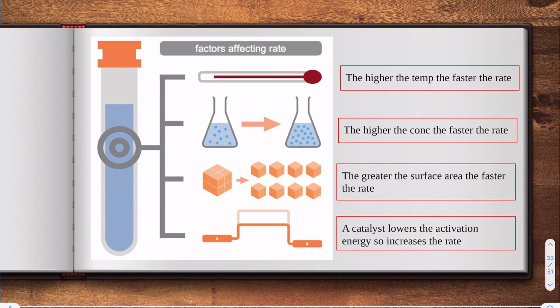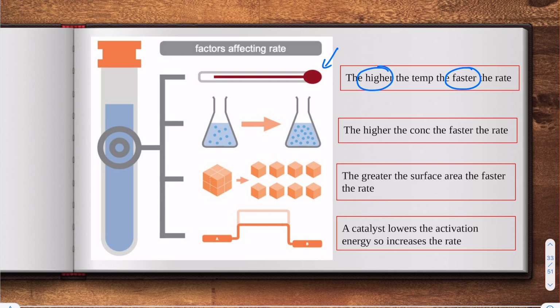So the first thing here is a thermometer. You can see that the higher the temperature, the faster the rate. That's because when particles have more energy, they collide with more energy. So you're going to have more collisions at or above the activation energy, and you're also going to have just more collisions because everything's going faster.